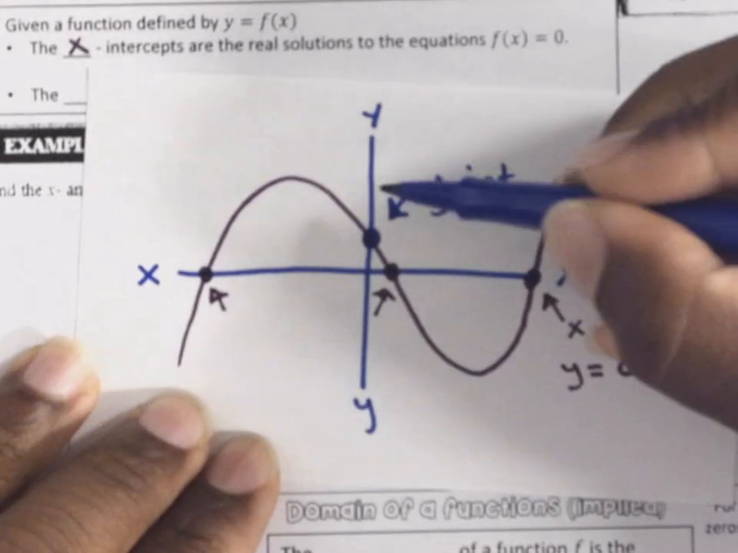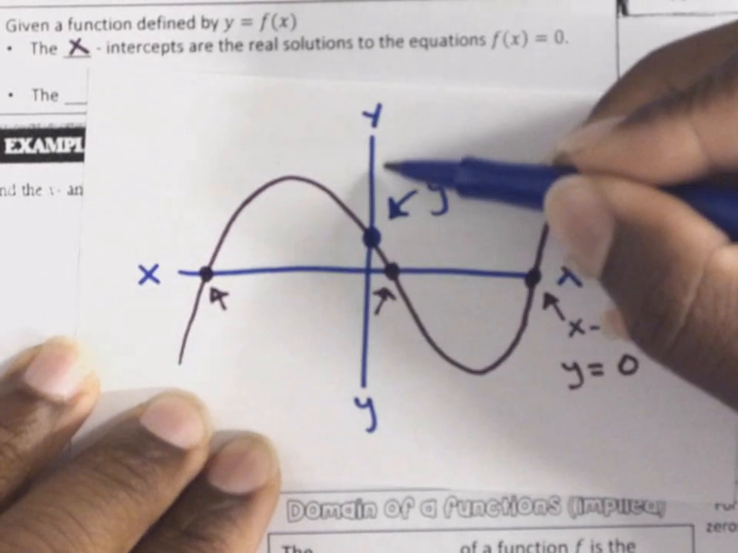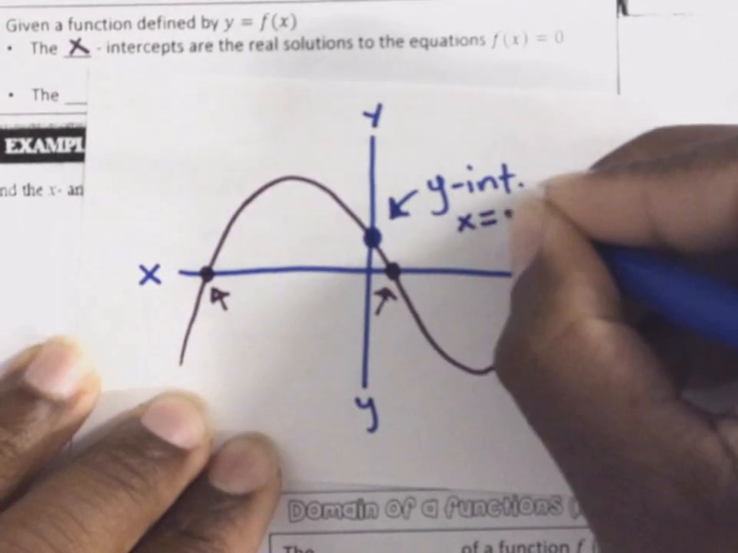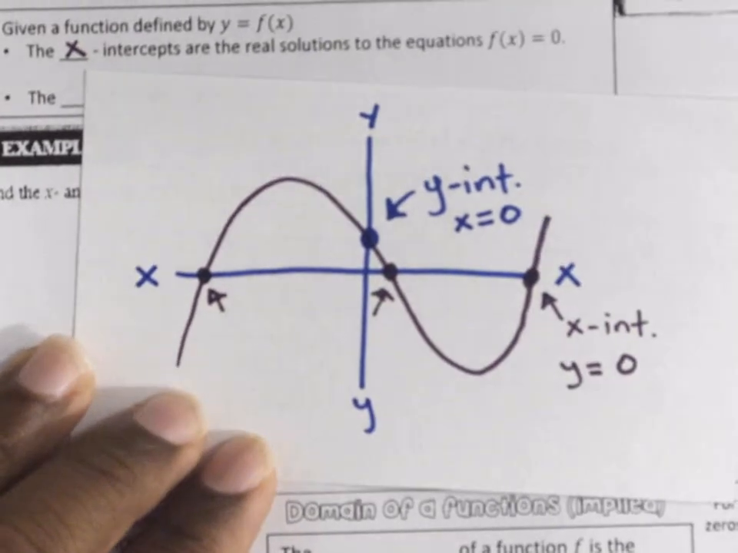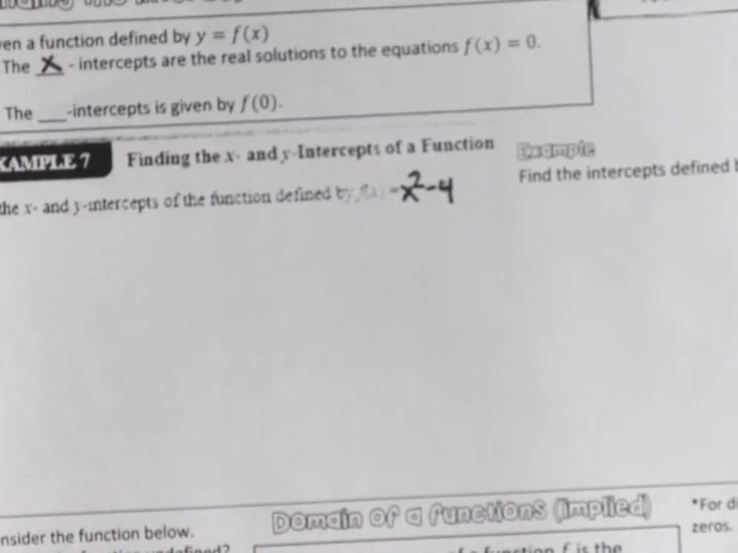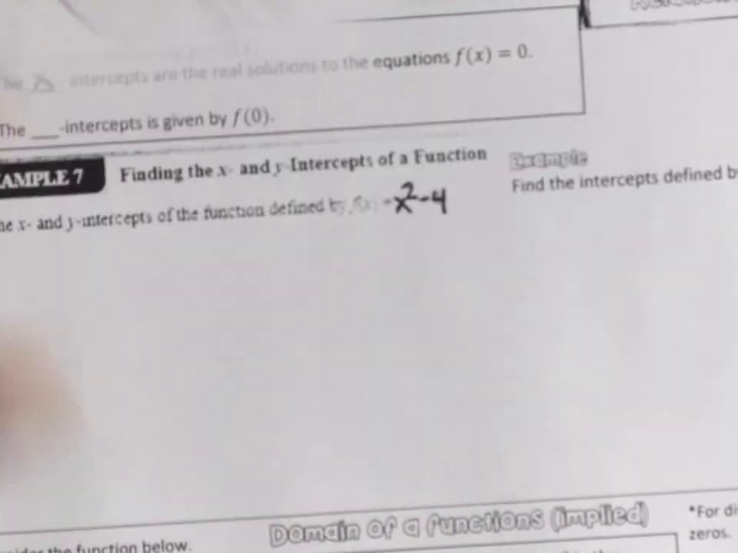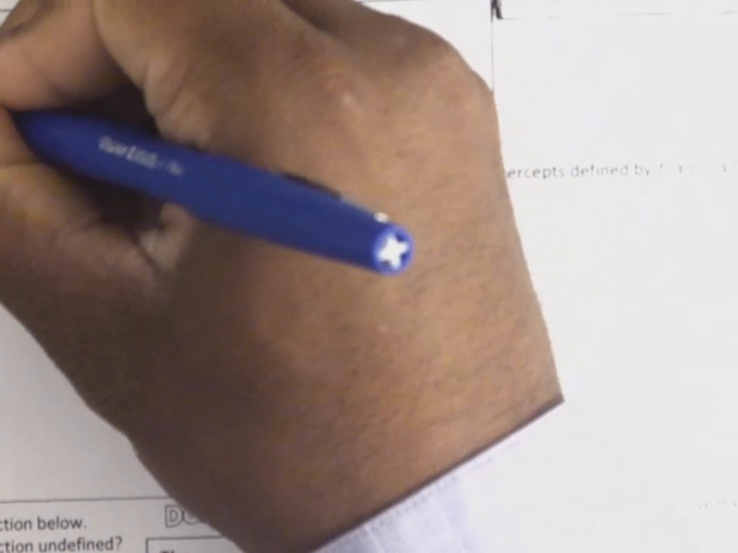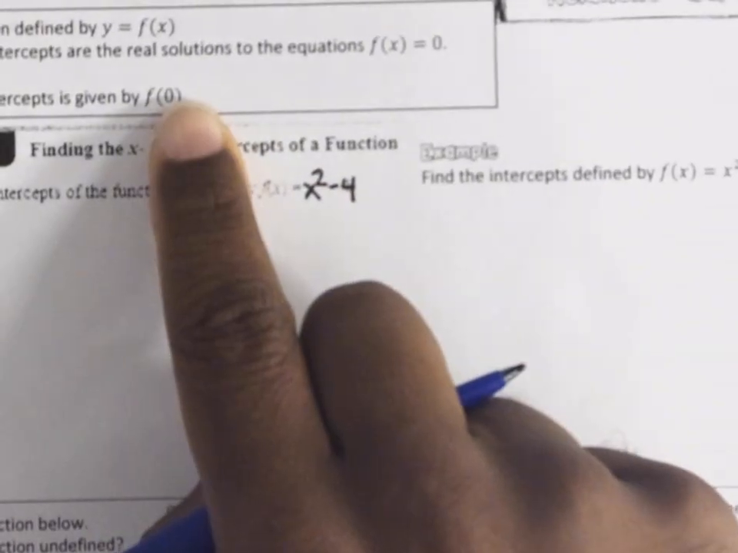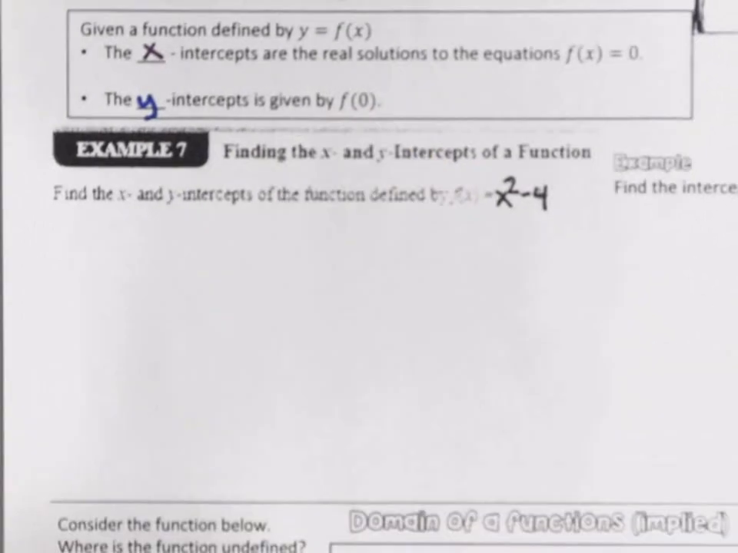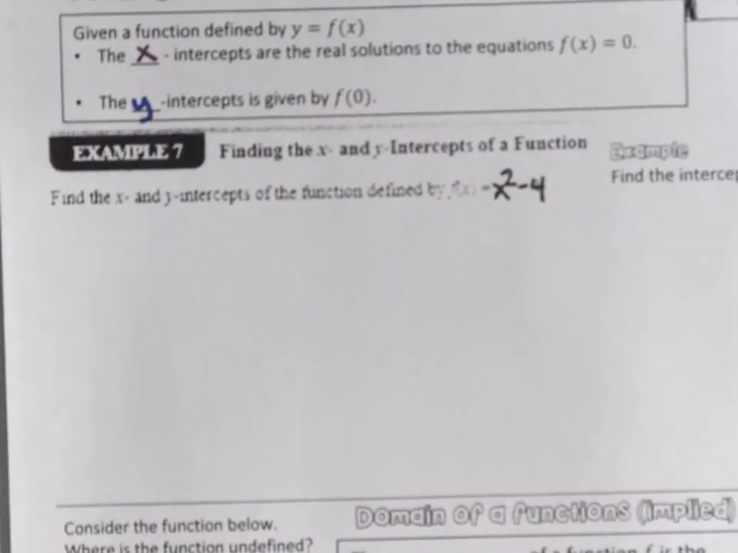For the y-intercept on this line, what's the value of x? 0. So for our y-intercepts, the x-coordinate will be 0. That's all this is saying. And we basically use that idea to find the intercepts when we have equations. So to find the y-intercept, we're basically going to evaluate our function for when x is 0, and it'll give us the y-intercept. Let's look at this in action.